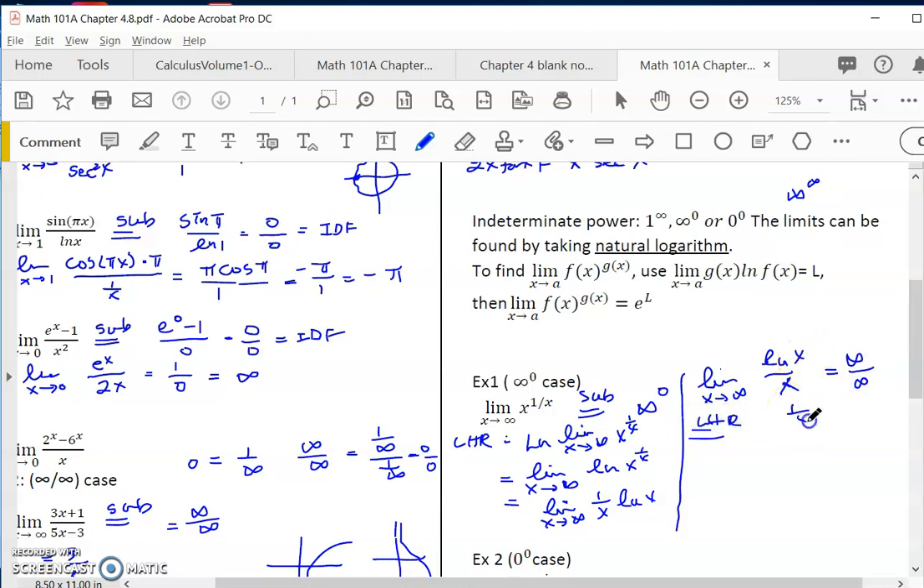The derivative of ln x is 1 over x, and the derivative of x is 1. But then the limit is as x approaches infinity, so 1 over infinity is 0. And that's the answer.